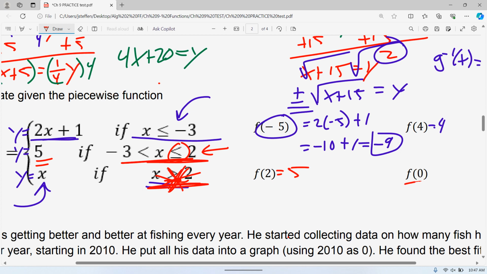And last but not least, f of 0. Again, that falls into this category between -3 and 2, so that is just 5. Remember, we don't multiply anything. If it just says 5, that means no matter what your input is, your output's always 5. I could plug in 1,000, it's still going to be 5.